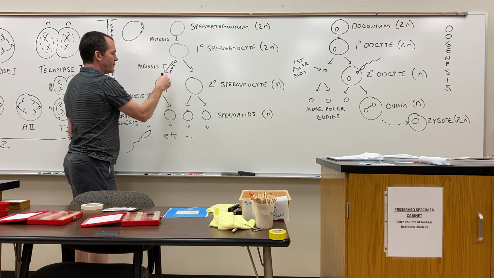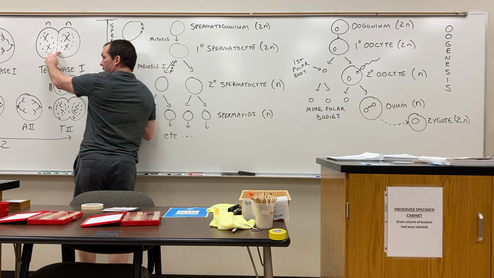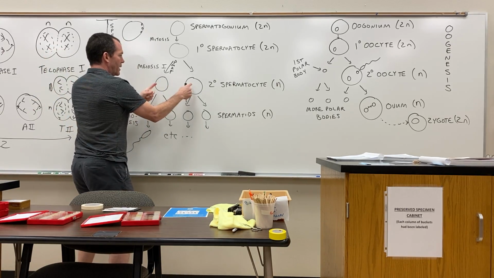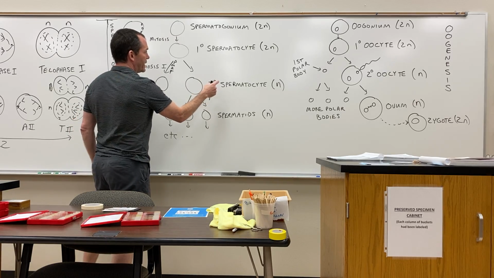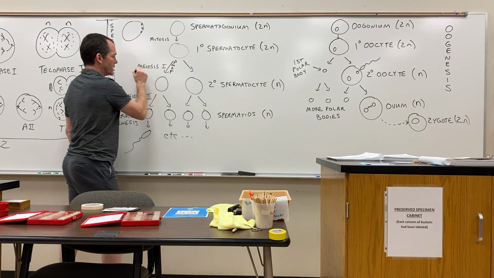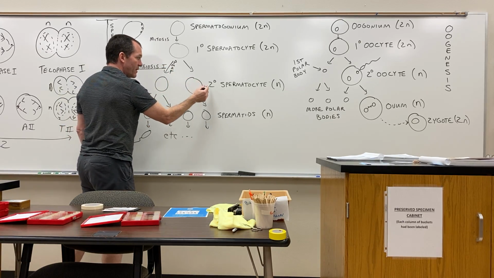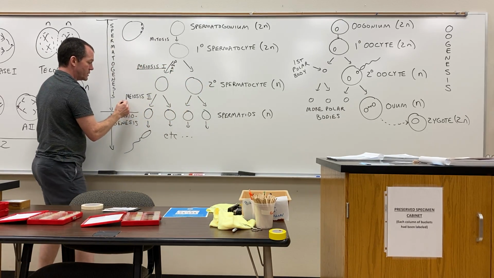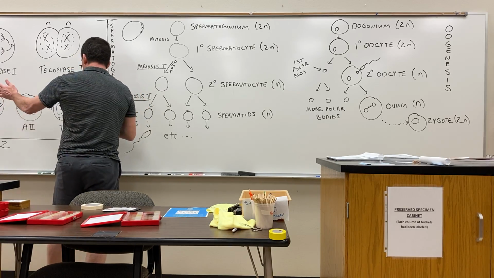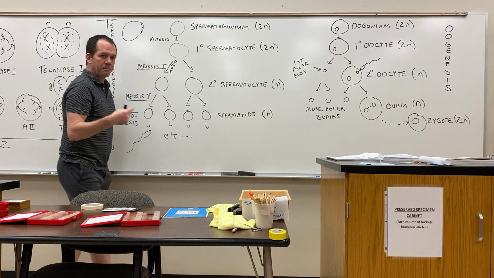Prophase, metaphase, anaphase, telophase, boom. Now we've got 2 cells, and these are these 2 over here. I don't know if you can still see that, but there they are. These guys are called secondary spermatocytes. Primary spermatocytes go through meiosis I to produce secondary spermatocytes. Secondary spermatocytes go through meiosis II, that's the bottom row over here on the left, to produce spermatids.